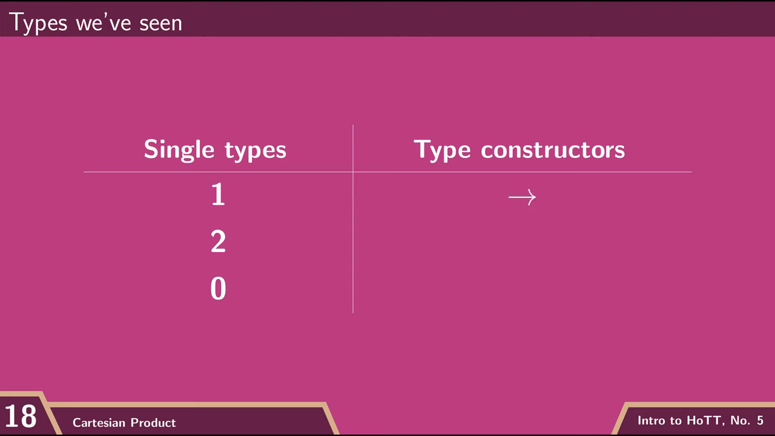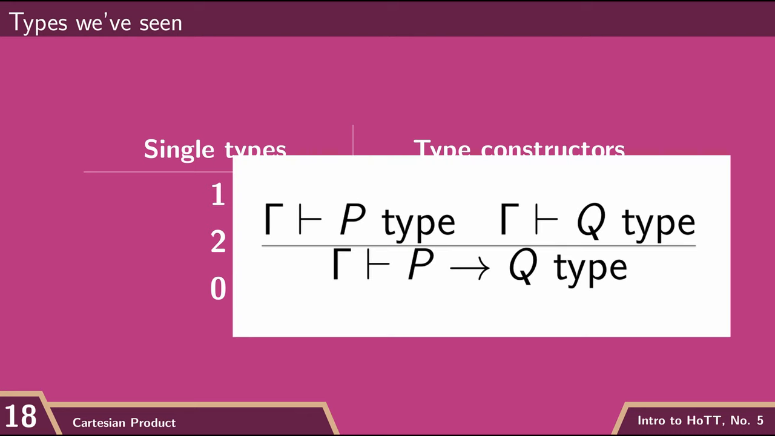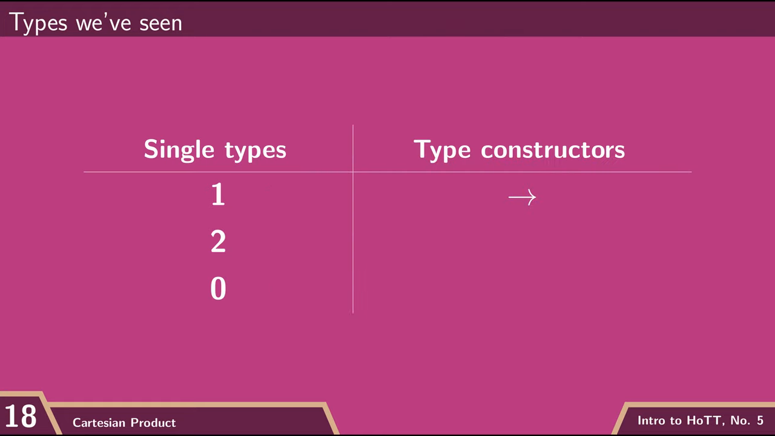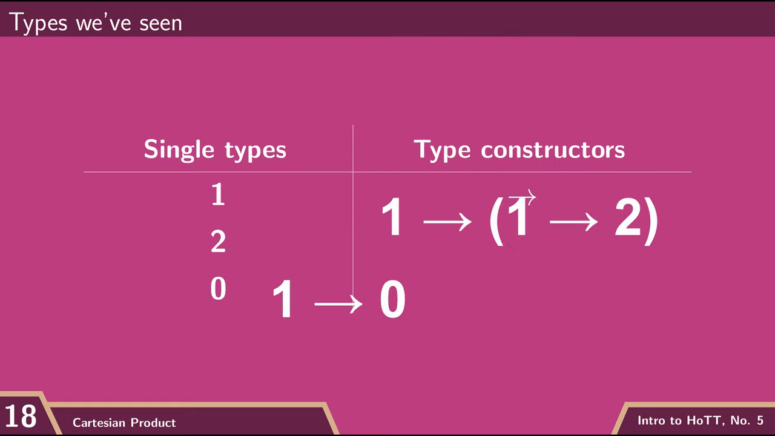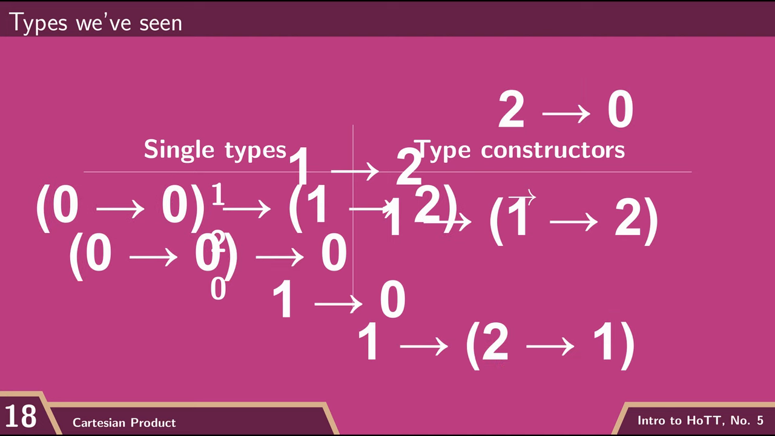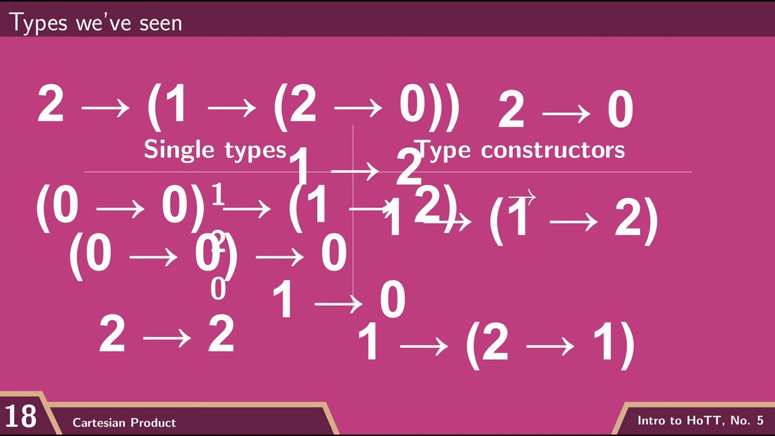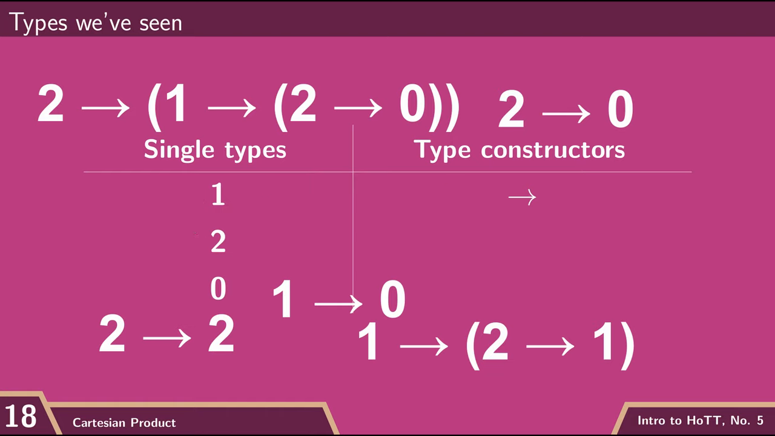Arrow's a little different than unit, bool, and empty. It's not a single type, but a type constructor. As the formation rules show, arrow is actually a way of combining types to get new ones. For any types A and B, we get a new type, A arrow B. Once we've added arrow to our type theory, we suddenly have infinitely many different types available to us, because there's infinitely many different combinations we can make with arrows.